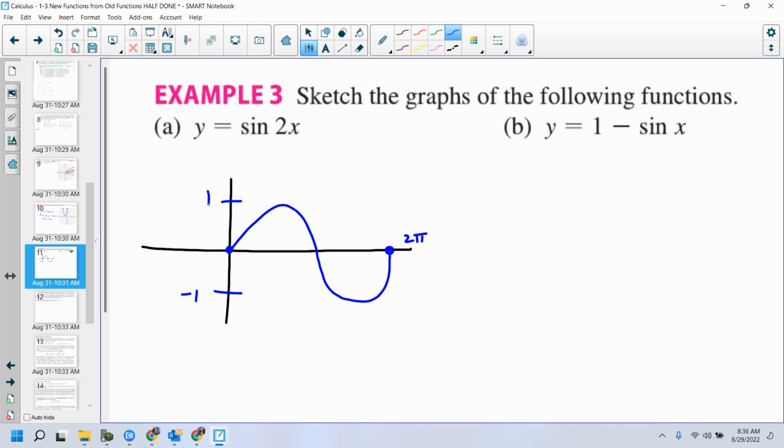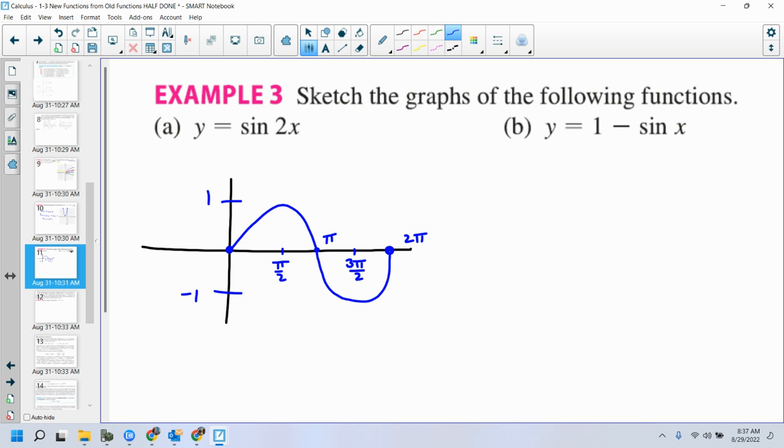What is this coordinate in the middle here? Where is that? Pi, right? There's pi. And where is it peaking? Pi over 2. And 3 pi over 2, right? There's the value.